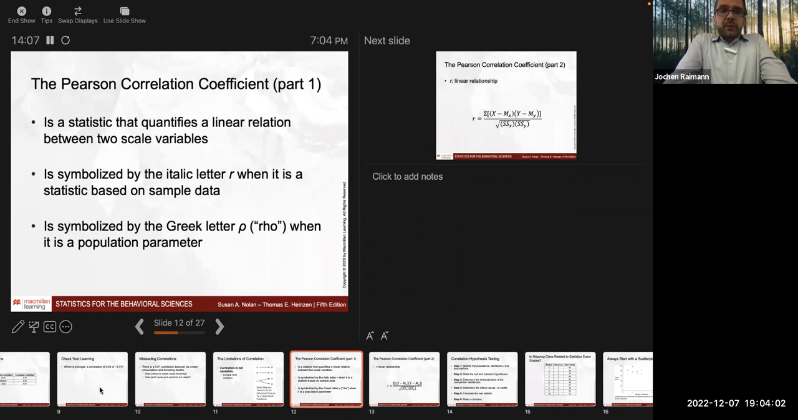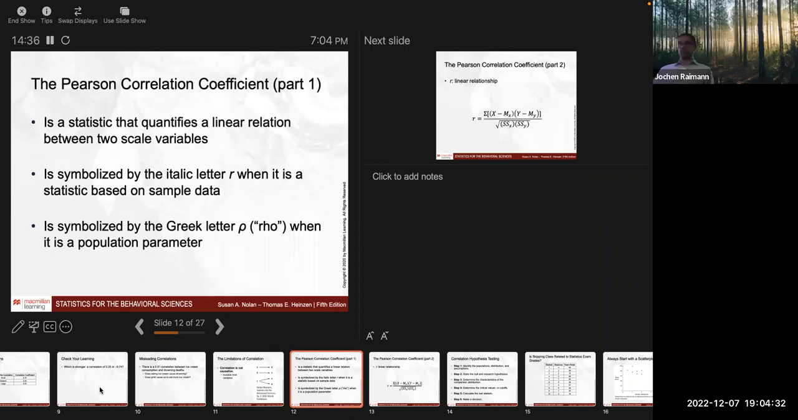So in principle, the Pearson correlation coefficient is a statistic that quantifies a linear relationship between two scale variables. Also important in this context, it's linear, it's not nonlinear. It's symbolized by the italic letter R when it is a statistic based on sample data. So again, we have this distinction between sample data and population data. If you do a population health study, you will use the Greek letter rho for your correlation coefficient.